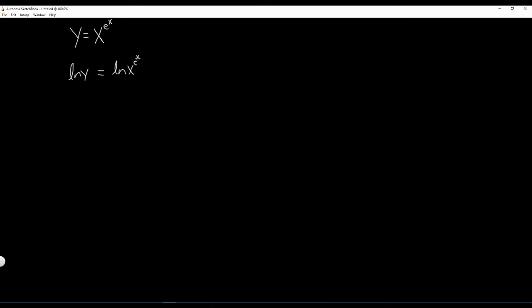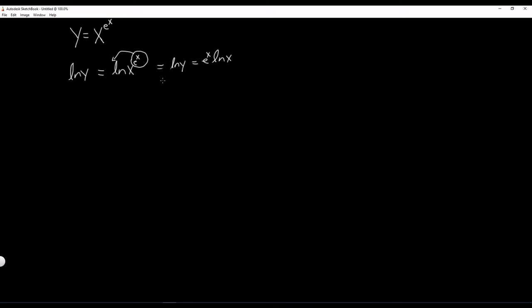e to the x. By the rules of logarithms, we can take e to the x, this exponent right here, and move it out to the front. And that's going to give us ln of y is equal to e to the x times the natural logarithm of x. And now we can take the derivative of both sides with respect to x.